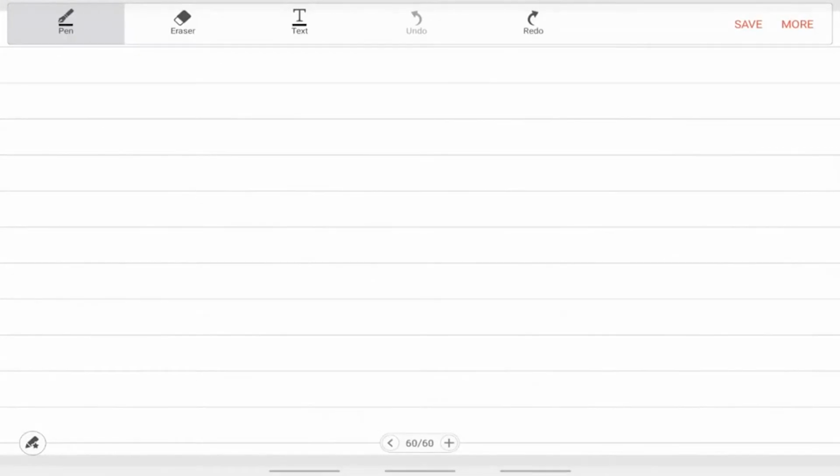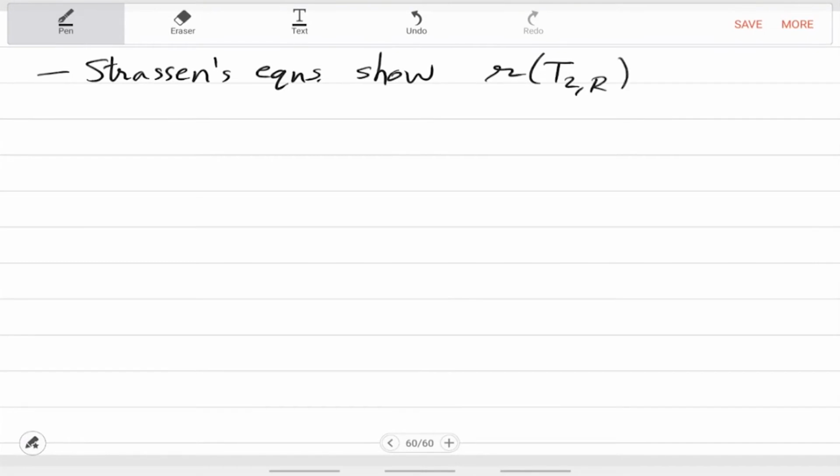Okay, so the tensor rank of T2 is 7. This is another way to read Strassen's complicated equations. It's just showing that instead of 8, it's 7.